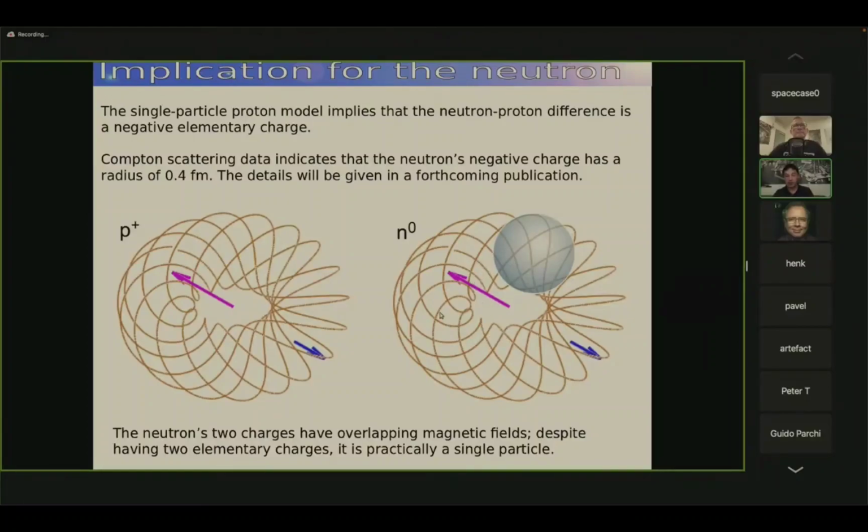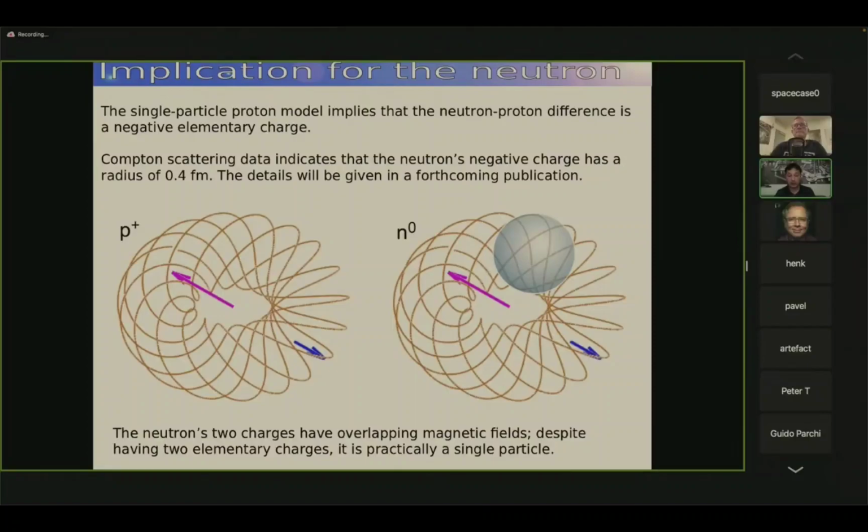Now, please keep in mind that although the neutron has two charges, these two charges have overlapping magnetic fields. And even though it has two elementary charges, for practical purposes, it behaves like a single particle. And in fact, the more you study these topics, the more you realize that the line between a single particle and multi-particle is a bit hazy. It's not always so easy to determine where you have the limit between one particle structure or two particle structures.